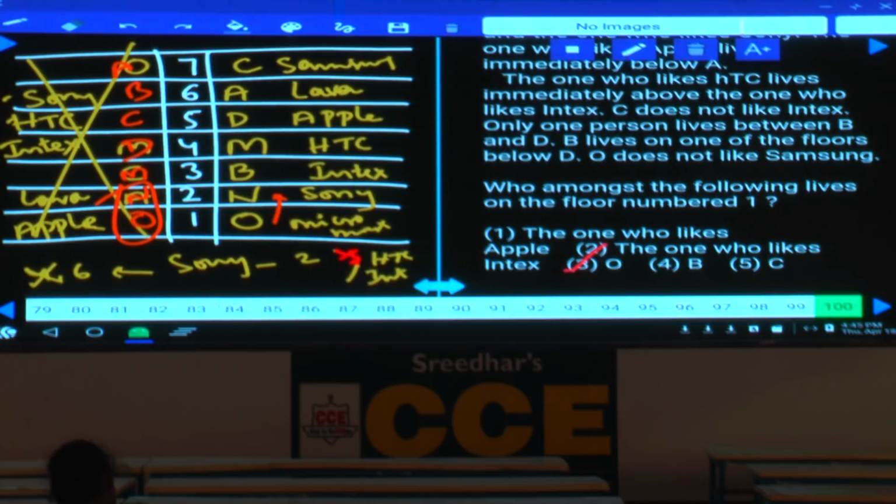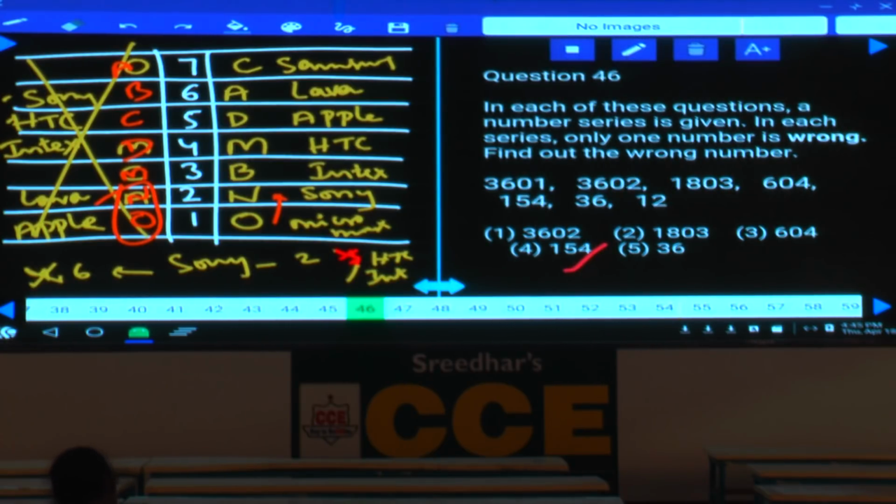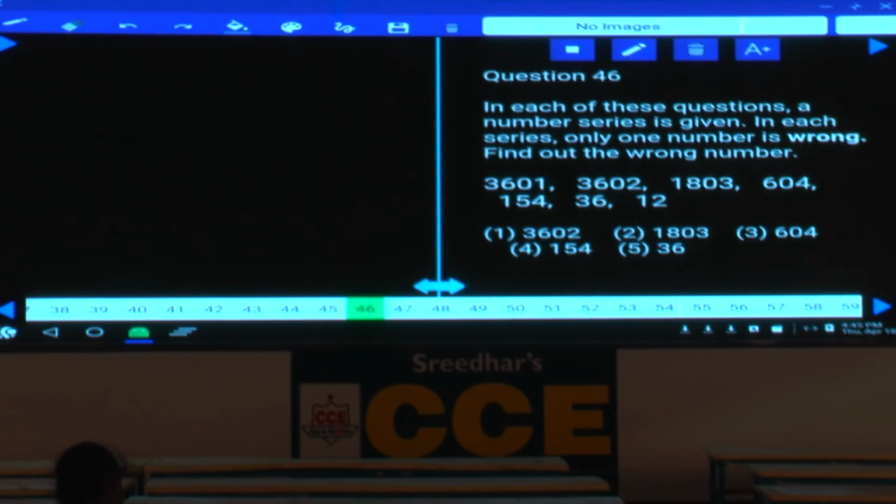Done with this? Now this is about paper number 51, question number 66 to 100. The next, question numbers 46 to 50, number series. Now in this 46 to 50, in each of these questions a number series is given, and in each series only one number is wrong. Find out the wrong number. Now the question is about identifying the wrong number.